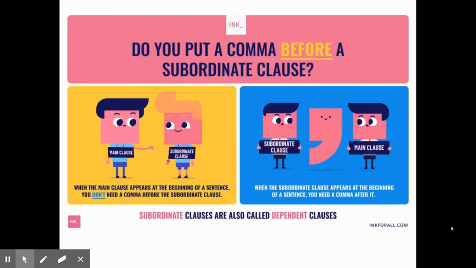How do you punctuate that? When the main clause appears at the beginning of a sentence, you do not need a comma. When the subordinate clause appears at the beginning of a sentence, then you need a comma. Remember, subordinate clauses, that's just another way of saying dependent clauses.